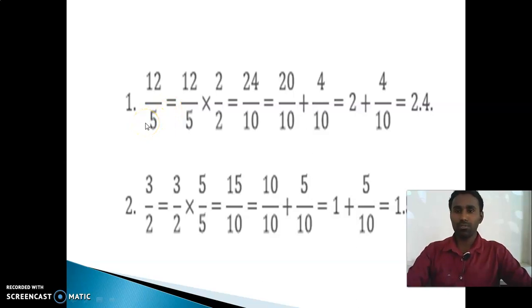So, how to find the decimal number from the fraction? There is one easy method. If it is possible to convert the denominator to 10, you can convert. If it is not possible, we cannot convert. For example, 12 by 3. Here, if you multiply 3 by any number, 10 will not come.